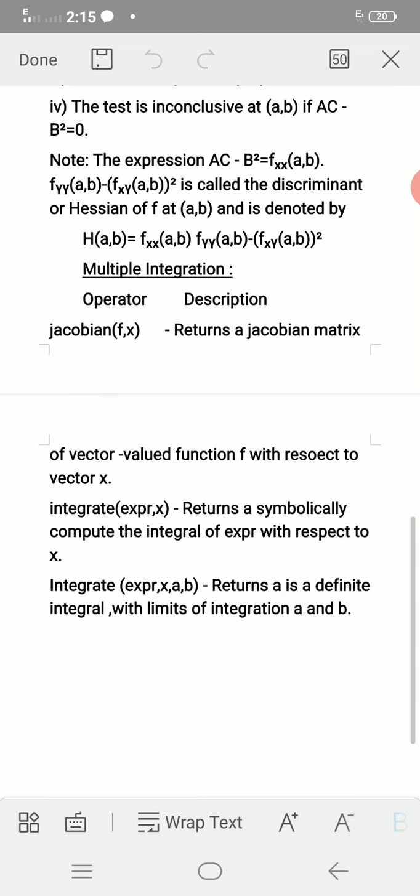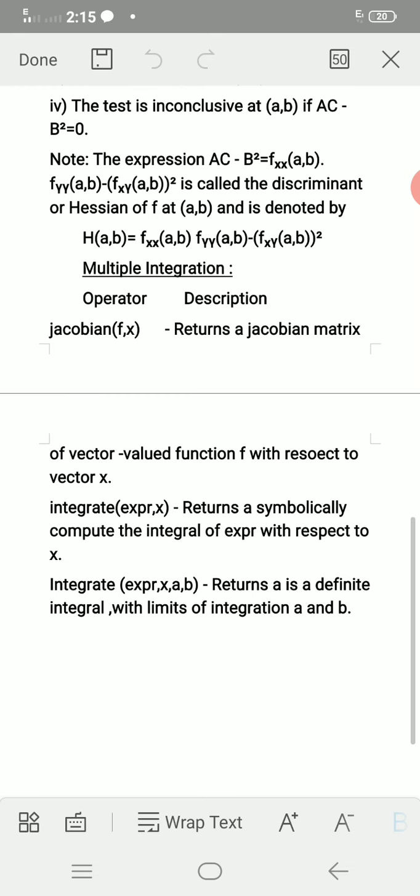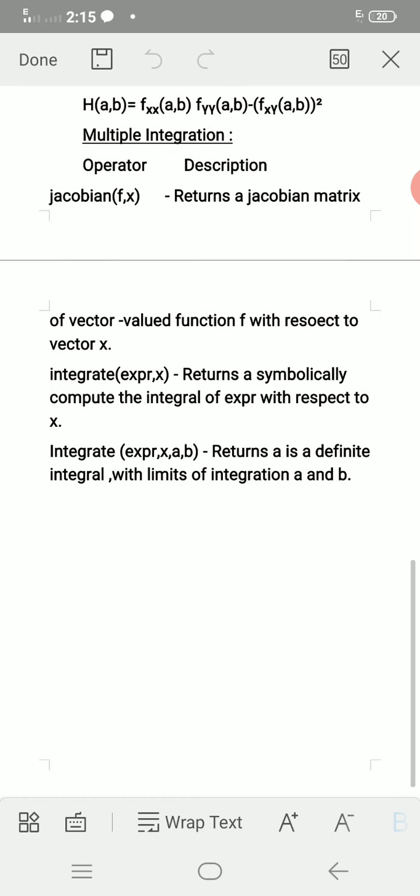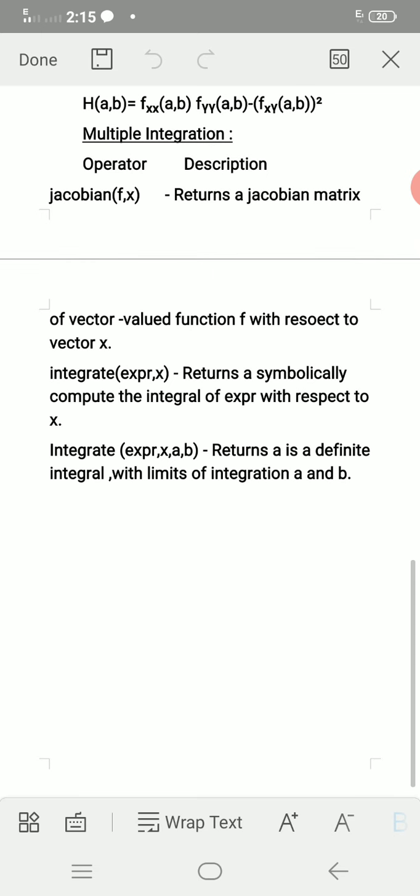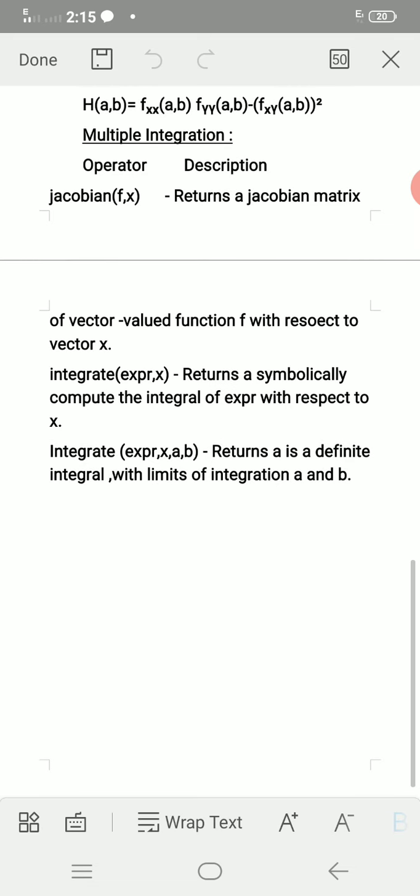Next, multiple integration. So see the operator jacobian(f, x). The description of this operator: it returns a Jacobian matrix of the vector valued function f with respect to the vector x. Next, integrate(expression, x) symbolically computes the integral of the expression with respect to x. Next operator, integrate(expression, x, a, b). This syntax returns a definite integral with limits of integration a to b.